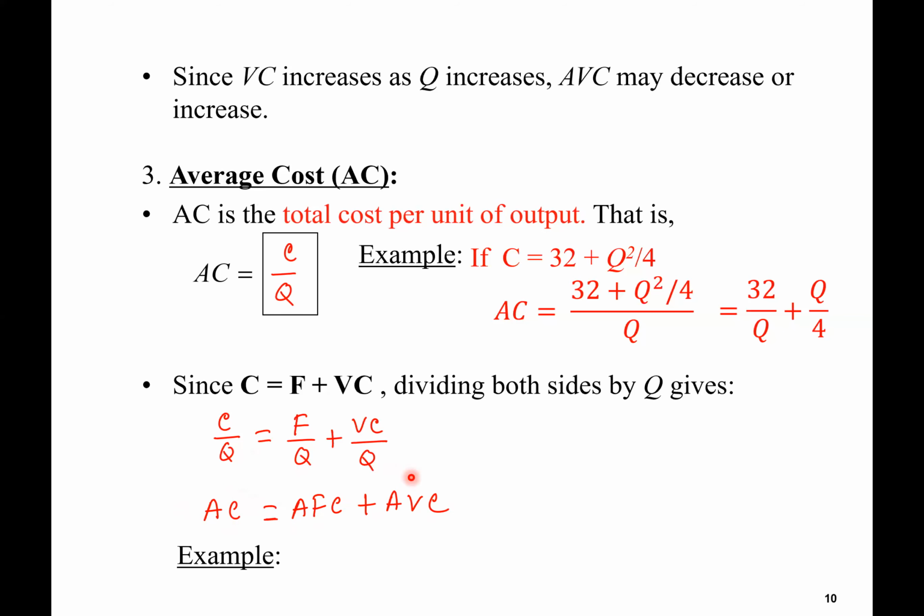And I don't even have to give you a separate example. We can see this up here in this example, right? So the average cost is equal to 32 divided by Q. Recall that in our Cobb-Douglas example, this is average fixed cost. And recall that Q divided by 4 is the average variable cost of production. So we have average cost equal to average fixed cost plus average variable cost of production.